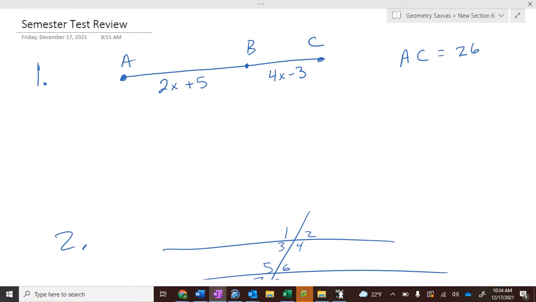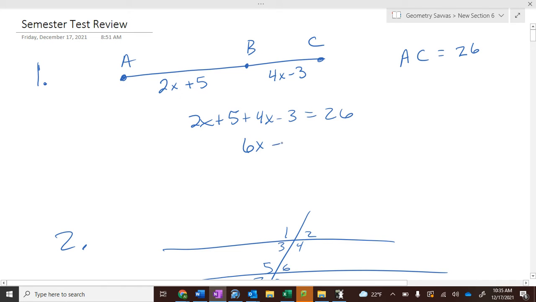If AC is 26, how do we figure out how long X is? 2x plus 5 plus 4x minus 3 equals 26. Combine like terms. We get 6x plus 2 equals 26.